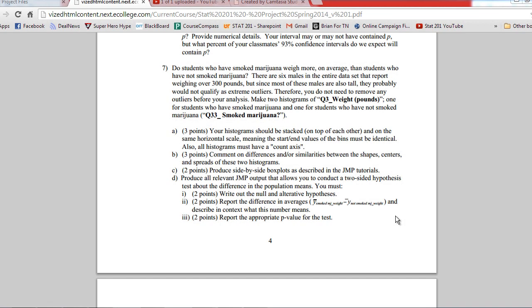So in question number 7, we're actually going to compare two means. So you'll be using weight and if someone smoked marijuana. Now, once again, I will not be doing the same exact thing you'll be doing, so make sure you do your question and not do directly what I do, but you can follow the same process to get the output you need. We need to make stacked histograms.